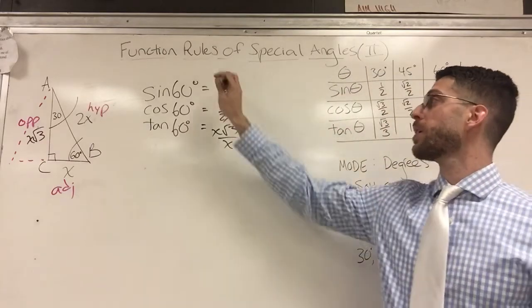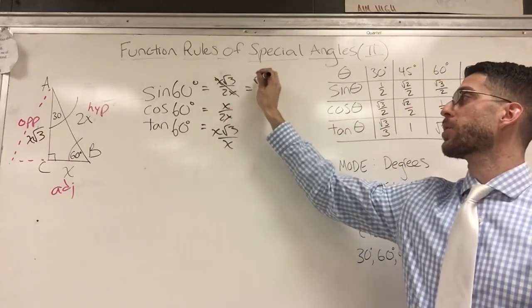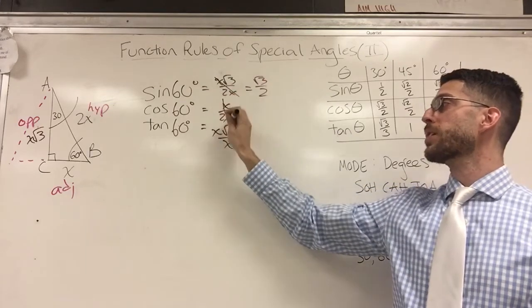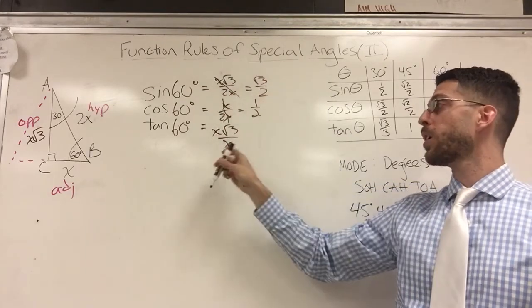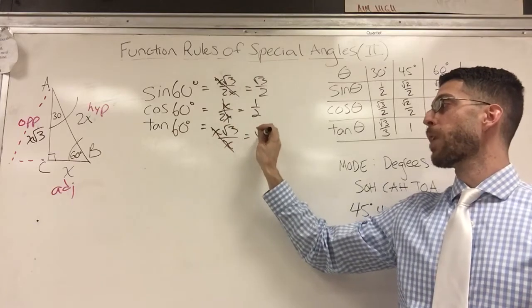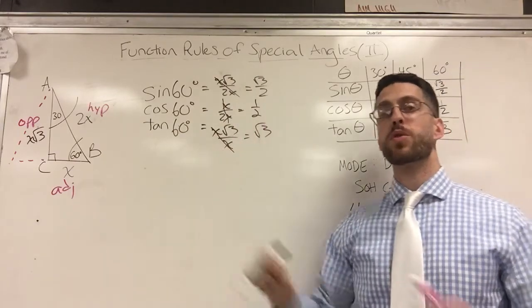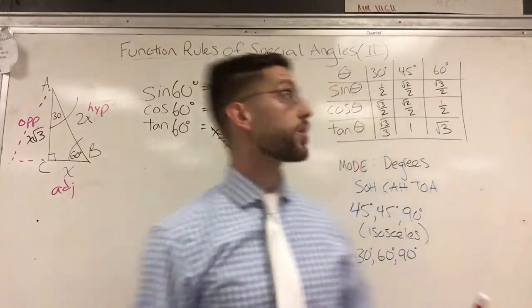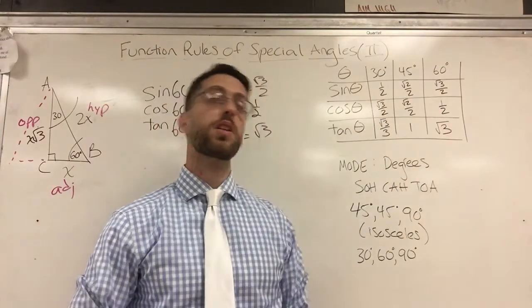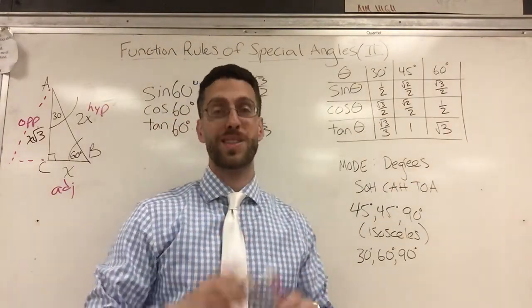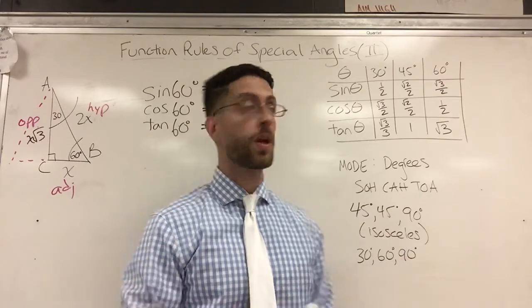So we're going to do what we did. Cancel the x's. I got radical 3 over 2. Cancel the x's. I got 1 over 2. Cancel the x's. I got radical 3. This time it was on top, so there's no need to rationalize. Just fill it in. And if you study this table long enough, and I hope you do because it's going to get bigger, I'm going to add other numbers to it.